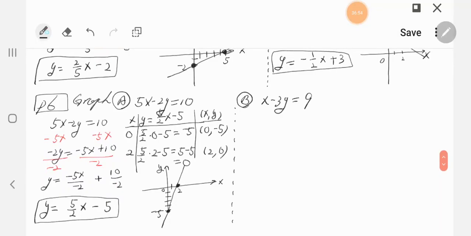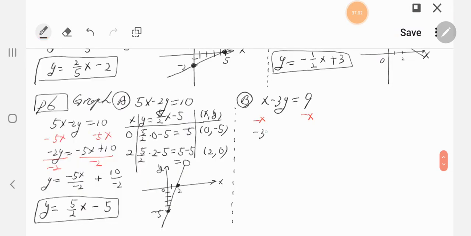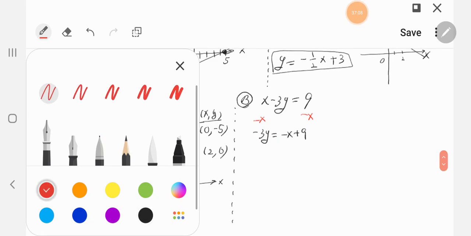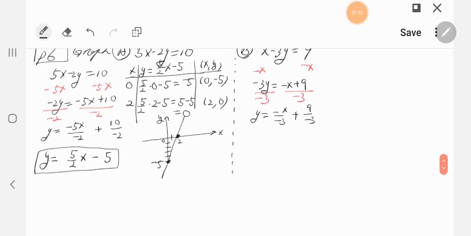Okay, so what we do is move the x term to the other side, right? Then negative 3y is equal to negative x plus 9. And then divide each side by what? Right, negative 3. So y equals negative x over negative 3, and then plus 9 over negative 3.